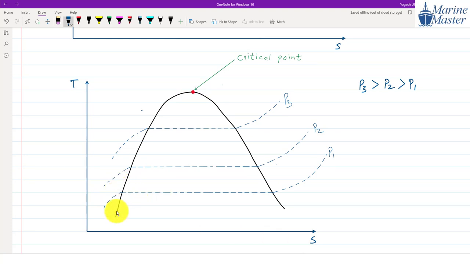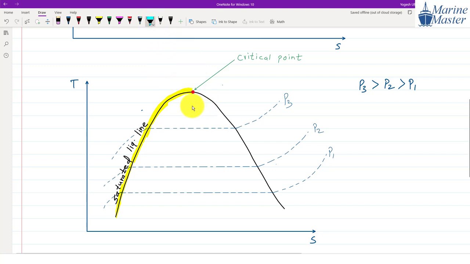And see here, guys, this side of this saturation curve, this one I'm highlighting in yellow, what does it denote? This consists of saturated liquid points. So this line we will say is the saturated liquid line. What do we say, this yellow one? Saturated liquid line, guys. So observe this: this is our saturated liquid line.